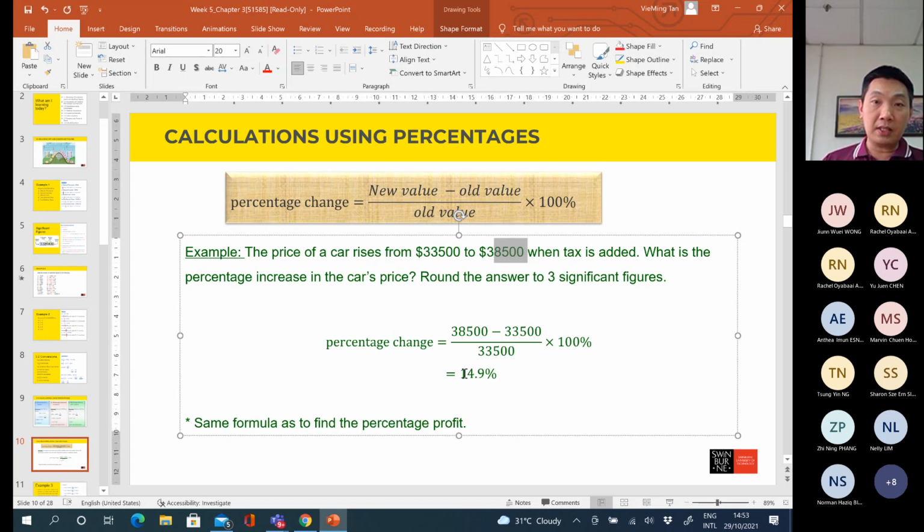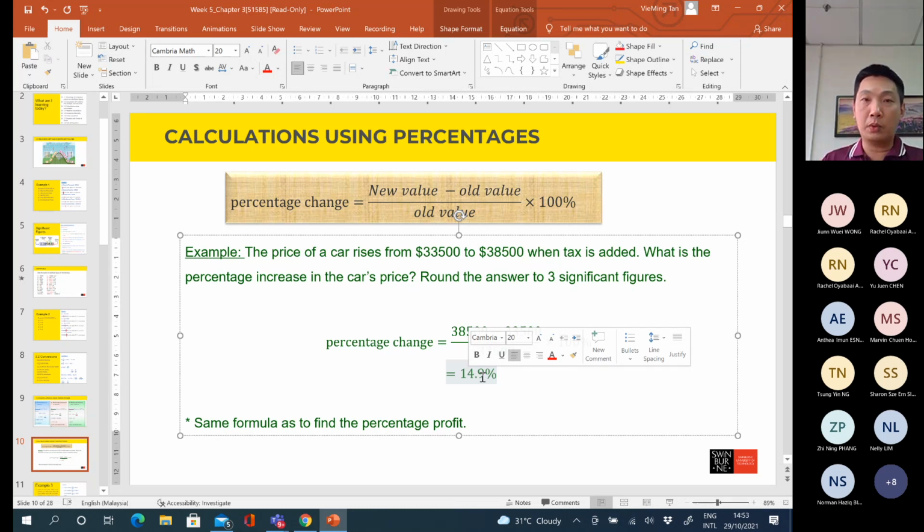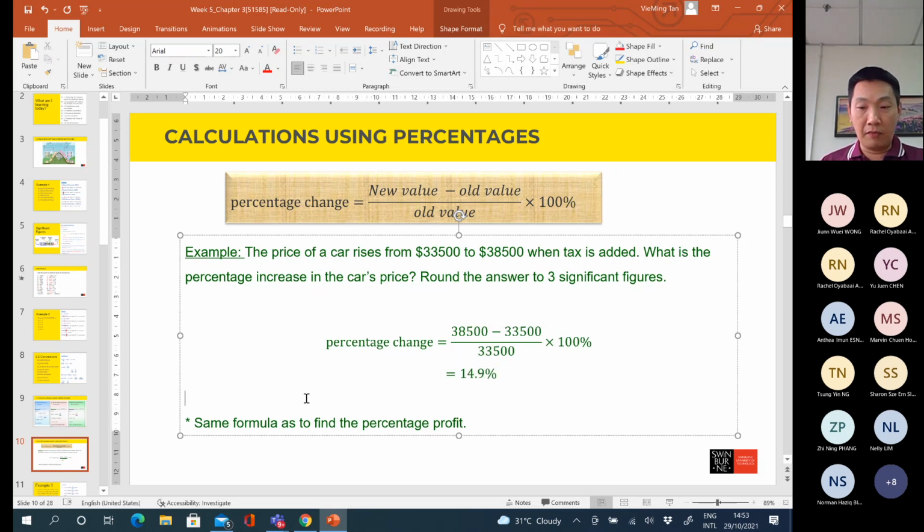So this is the first SF, 4 is the second SF, 9 is the third SF. After 9, the number is 2. If I use a calculator, the value I get is 14.92537313%, right? But because the question is asking us to limit the answer to 3 significant figures, this is the third significant figure, this number 9.